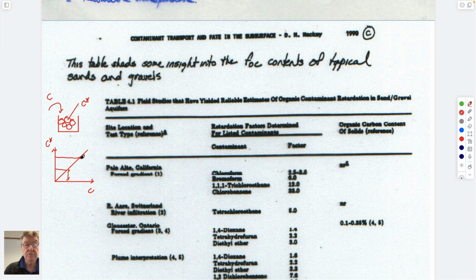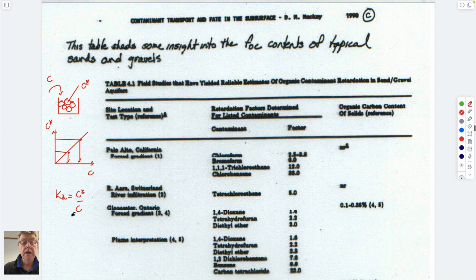So you're going to get, it's basically KD, right? K sub D is C star over C. So you use the isotherm. I guess that was my short answer. Would have been a shorter answer.